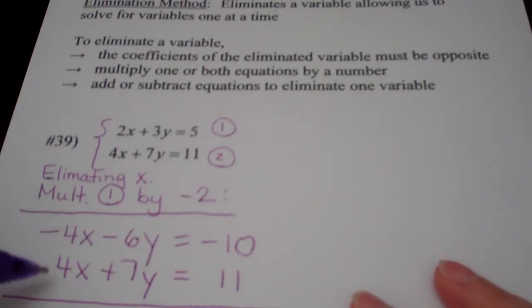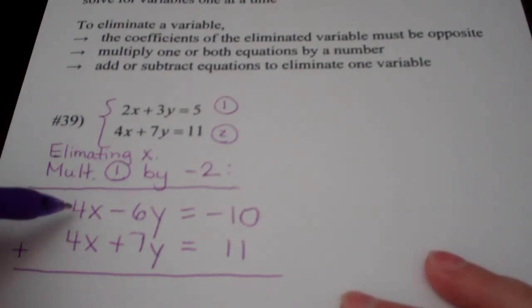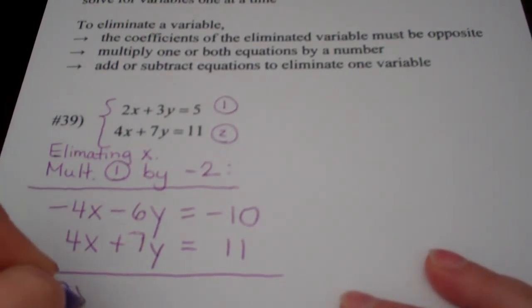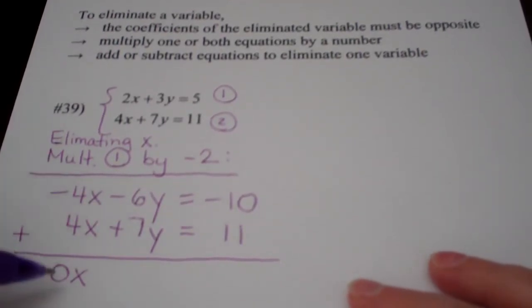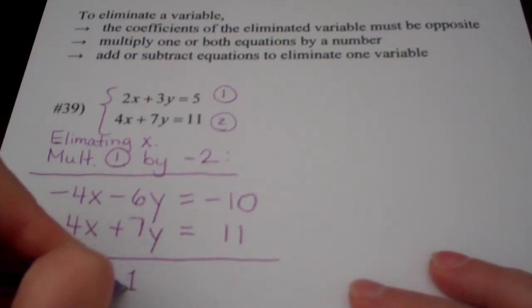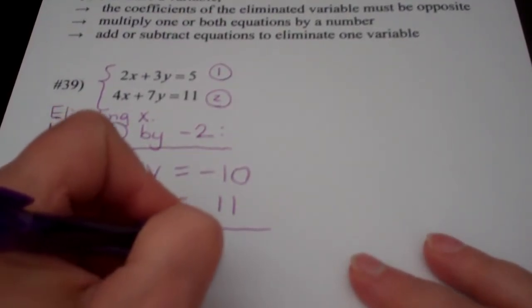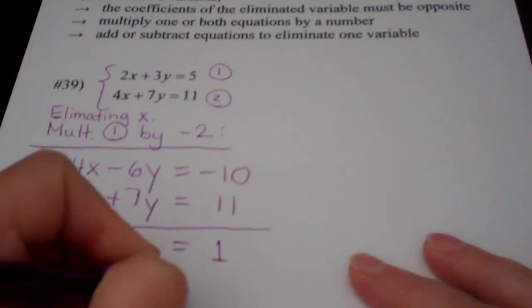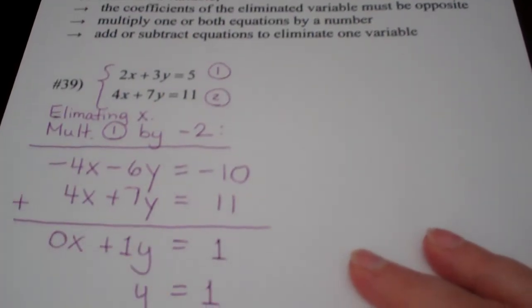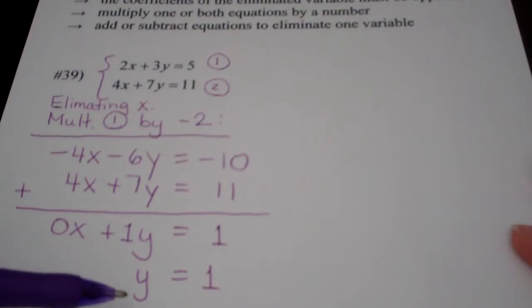And now that I've got it set up the way I want it, the coefficients are opposite, I'm going to add those two equations together. So the -4 and +4 give 0x, or really this is just 0, you can even leave it off. -6 and +7 would be +1y, and -10 and +11 would be +1. So really, if I boil this down, I have y equals 1. And for this one, I don't have to even do any solving. Okay, so just by eliminating x, I was able to get the value for y.